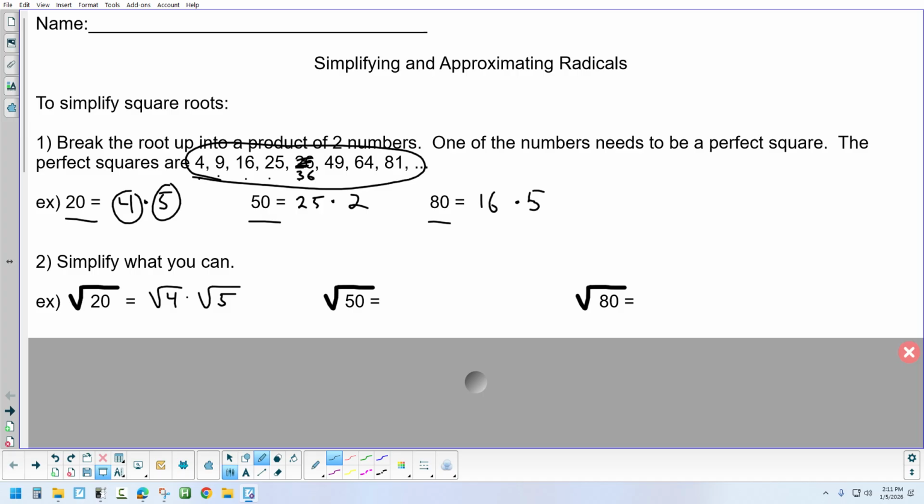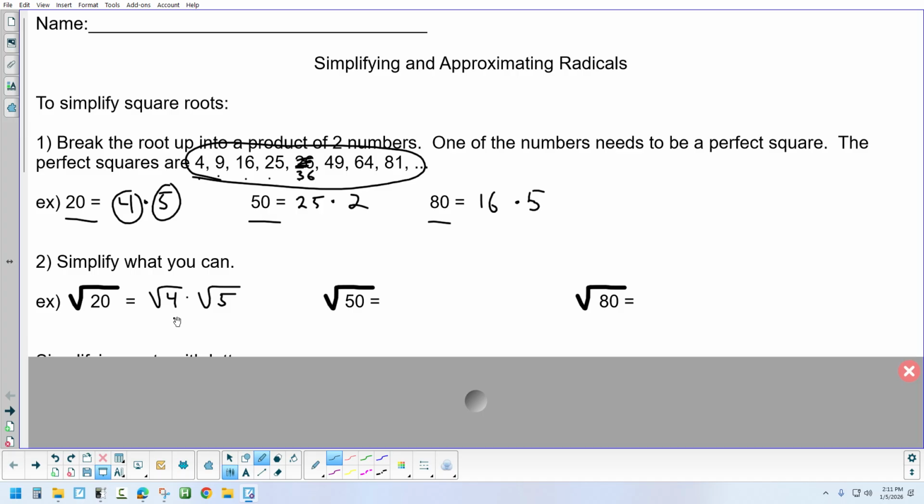Now, which one of these can you simplify in your head? The square root of 4 or the square root of 5? The square root of 4. What's the square root of 4? 2.